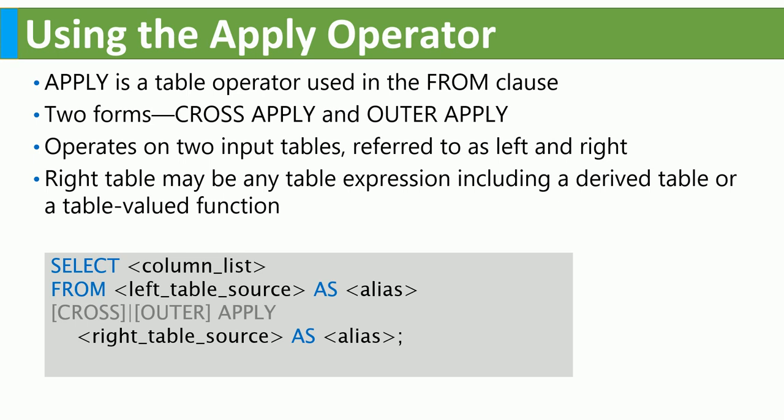Here is a sample of how you can use the query. SELECT and the list of columns, FROM the table name with an alias for this table, and you can use either CROSS APPLY or OUTER APPLY here, and mention the right table with an alias.